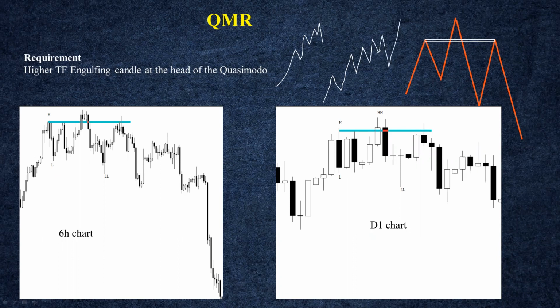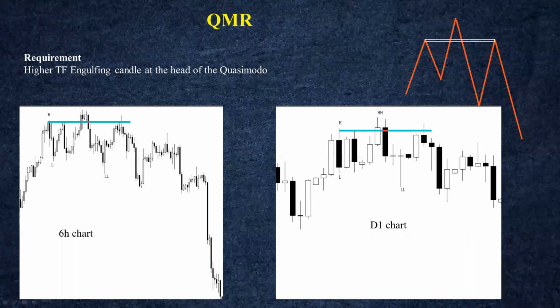So when this breaking market structure happens, how do we know that the market is going to do this or it is going to break this? So that is what we will try and do. We want to confirm the Quasimodo. So the first requirement is that we want to see a higher time frame engulfing candle at the head of the Quasimodo.